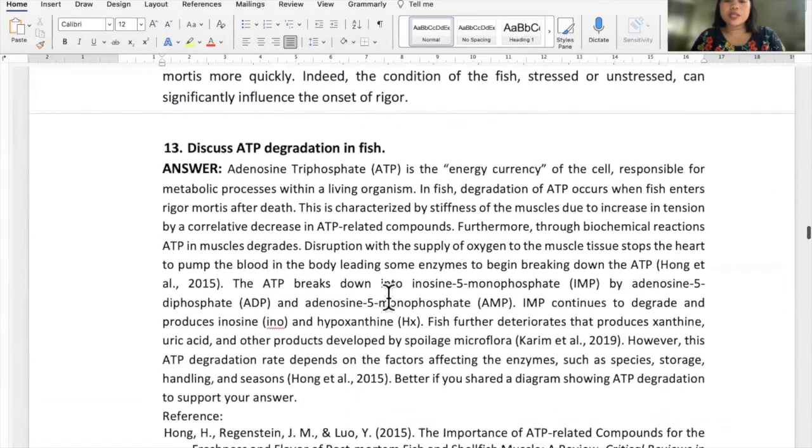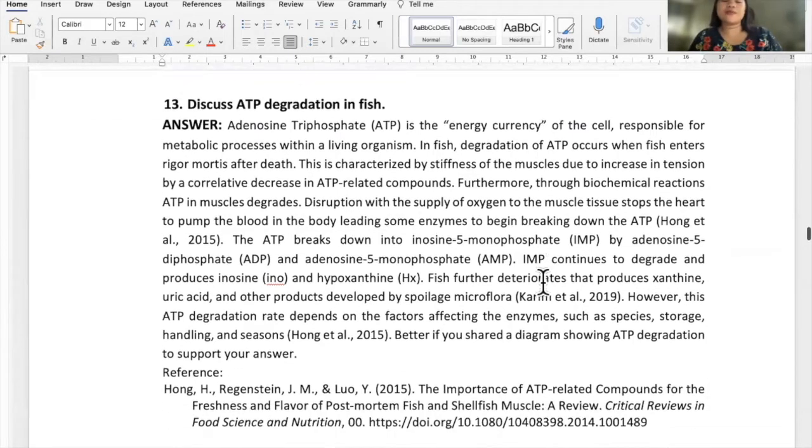Each of these ATP degradation products in fish can actually be measured. So now we can use HPLC to measure the amount of IMP present in the sample, ATP, AMP, inosine, and all of those sorts. Okay.